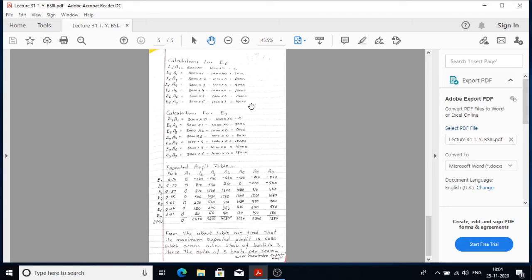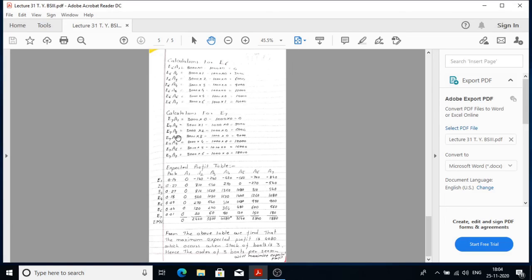Same way, we can calculate for E7. E7 means demand of 6 boats. E7 A1. A1 means stock of 0 boats. So we do not have any boat in our hand. So naturally, expected profit will be 0. E7 A2. Demand for 6 boats, but stock of 1 boat only. So 3000 into 1, answer is 3000.